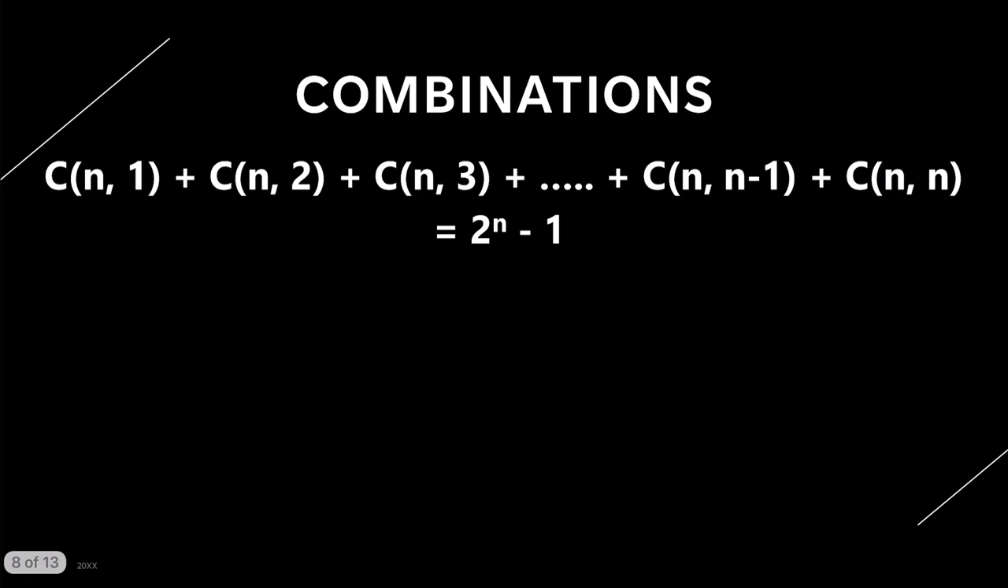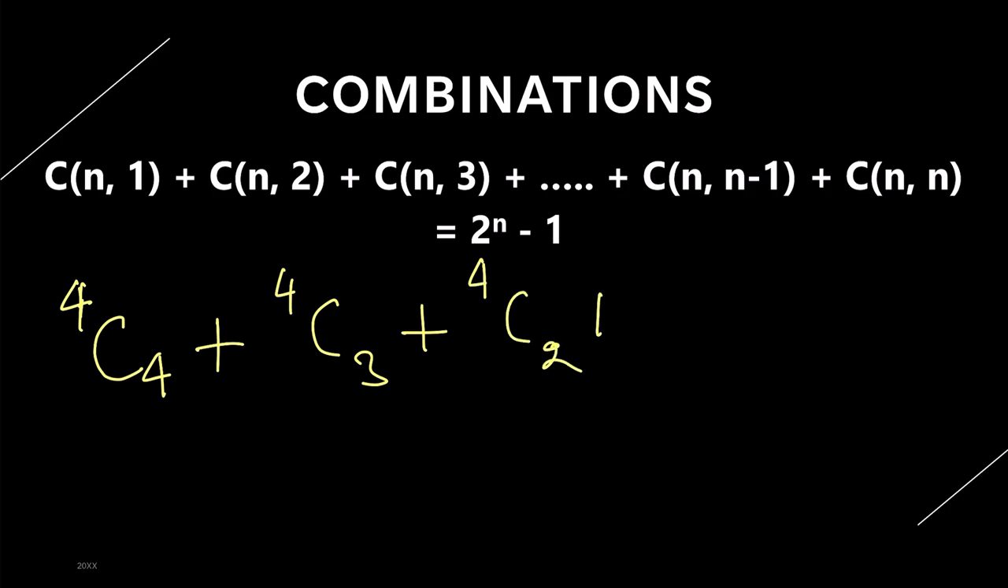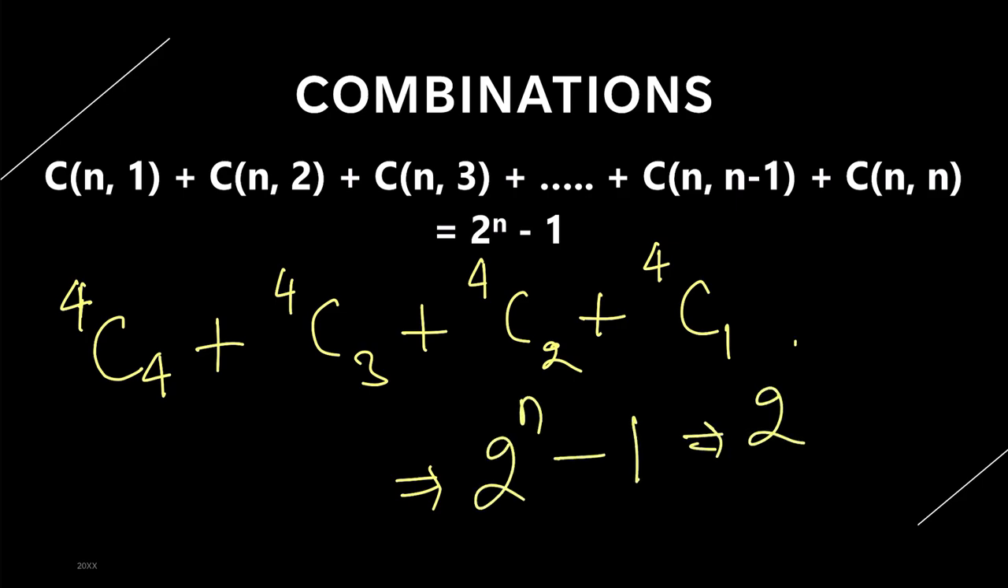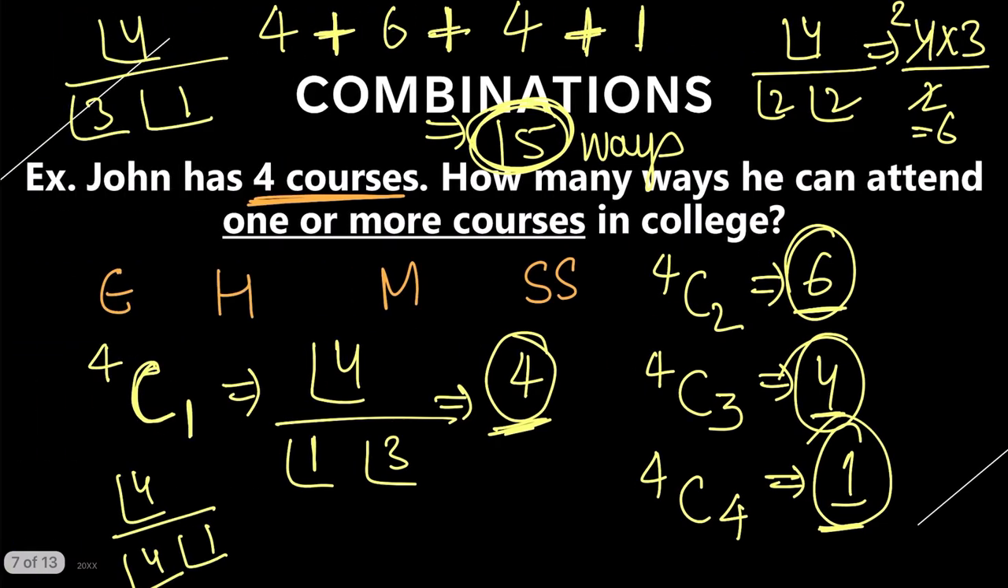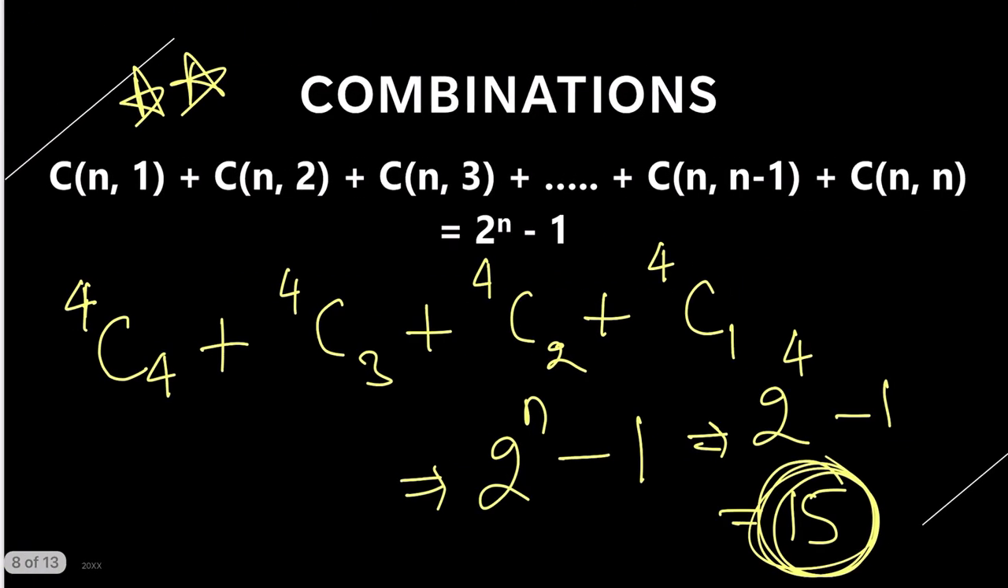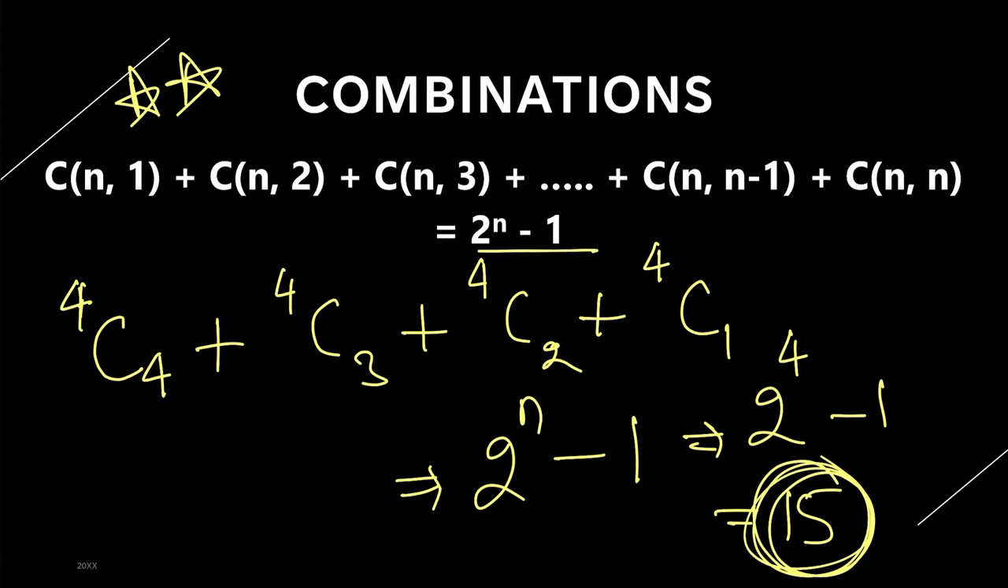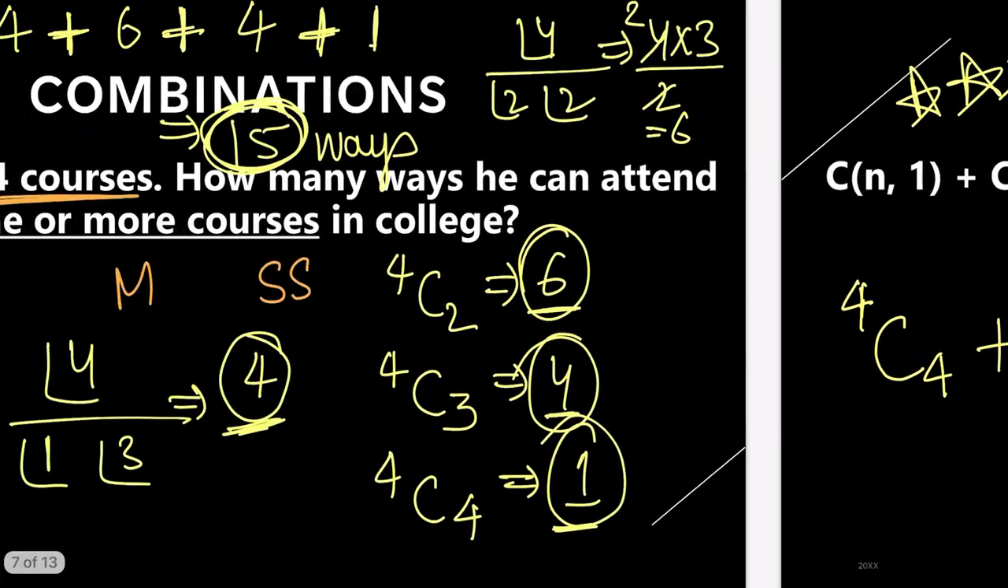Now, there is an easy formula for you. If 4C4 plus 4C3 plus 4C2 plus 4C1 is given to you, you can simply do 2 raised to power n minus 1, or 2 raised to power 4 minus 1, that is 15. A simple, easier way to solve such an equation. You can either do all the summation or simply do 2 raised to power n minus 1. This is just additional information for you if you want to follow. Otherwise, this is also okay.